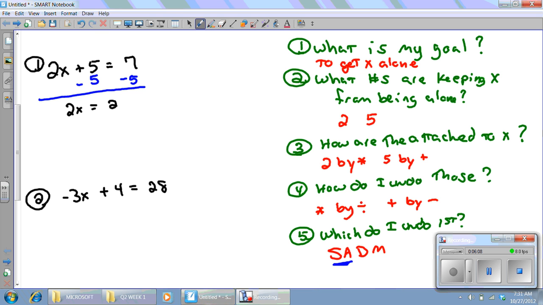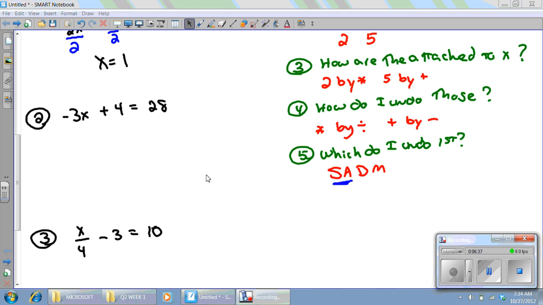And now I have just a one-step equation. All I have to do is undo the multiplication by division. I'll divide by that number right there. And when I do that on both sides, I will get the answer x equals 1. Now, if I come up here and plug the 1 in for x, do a little check. 2 times 1 plus 5, 2 plus 5 does equal 7.